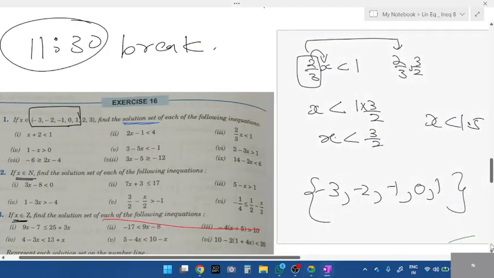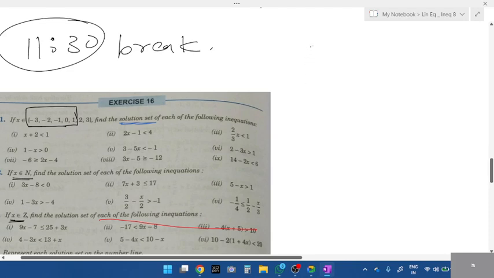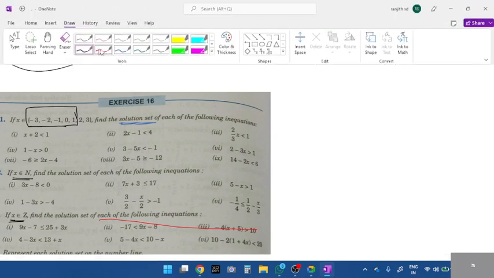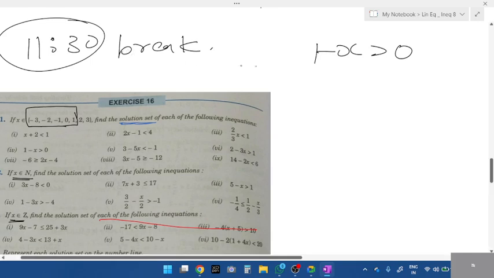Okay, next question. Fourth one, students. Fourth question. 1 minus x greater than 0. Minus x is given. Now, most important part, students. Important question. Which one shall we change? Minus or 1? You all tell me. According to that, I'll teach.